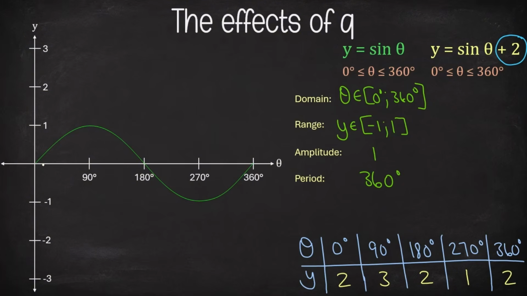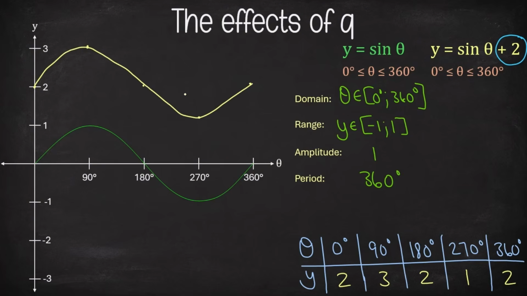So when theta is 0 degrees, the y value is 2, so I'm going to make a dot there. Then when theta is 90 degrees, the y value is 3. And then when theta is 180 degrees, the y value is 2. And then when theta is 270 degrees, the y value is 1. And when theta is 360 degrees, the y value is 2 again. And now let's connect these dots, and remember, it must be a curved line.